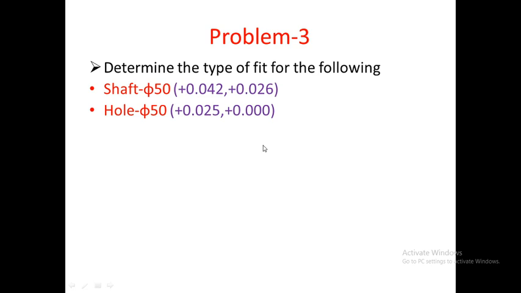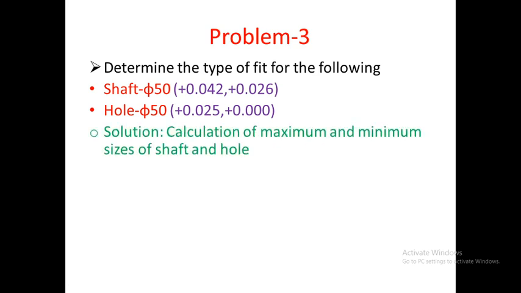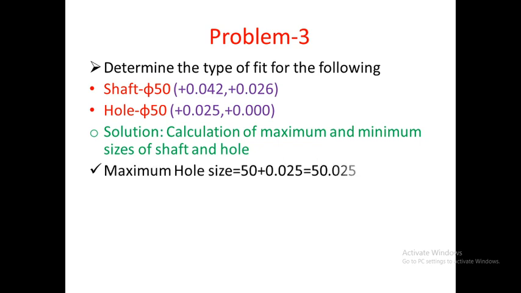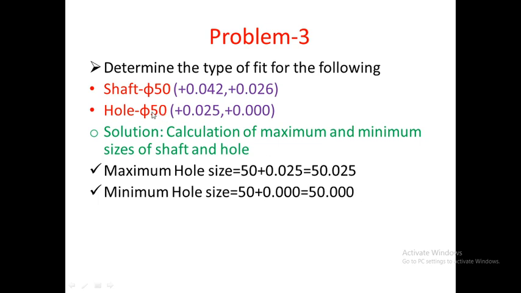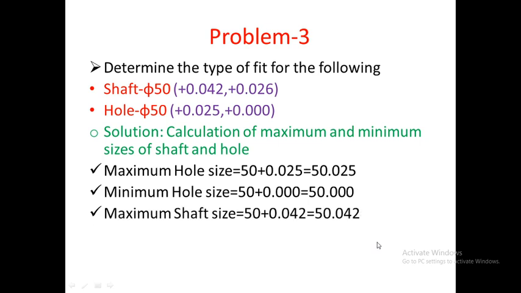Again we have to calculate the maximum and minimum size of the shaft as well as the hole. So let's begin with the solution. Calculation of maximum and minimum sizes. Maximum hole size will be equal to 50, that is the basic size, plus the upper deviation, that is 0.025, which will be equal to 50.025. Minimum hole size will be equal to the basic size, that is 50, plus the lower deviation, that is 0. So 50 plus 0 is equal to 50. Now we will calculate the maximum shaft size. Maximum shaft size will be equal to 50 plus the upper deviation, that is 0.042, which will be equal to 50.042.